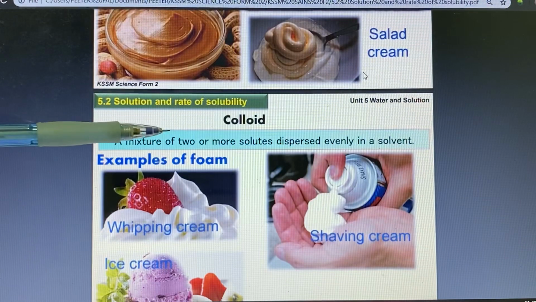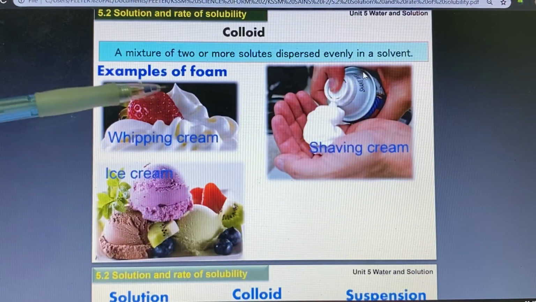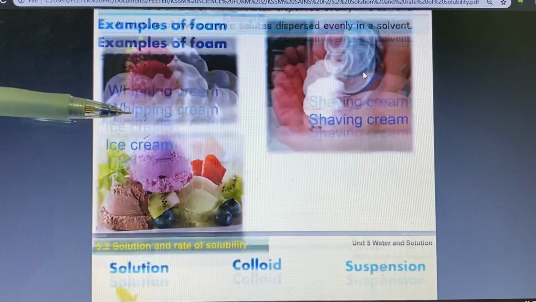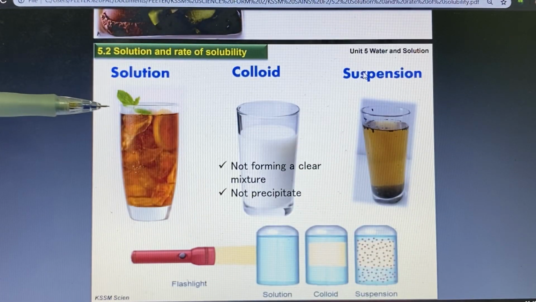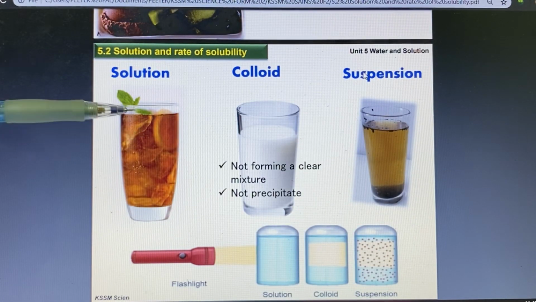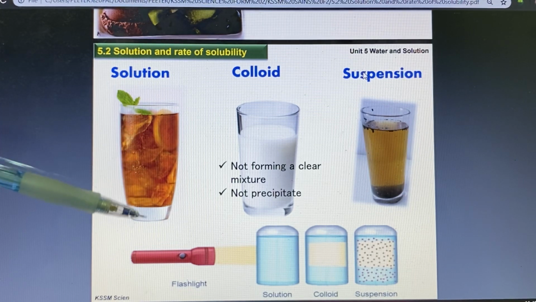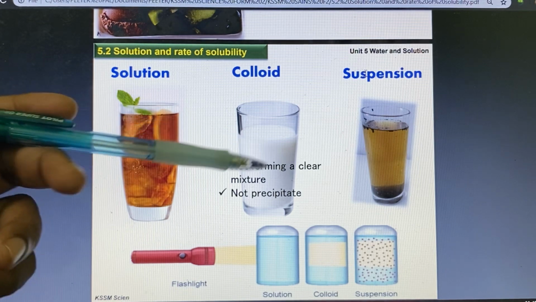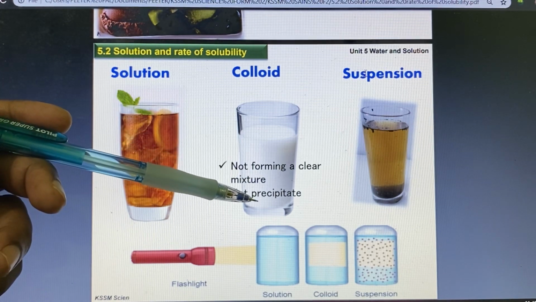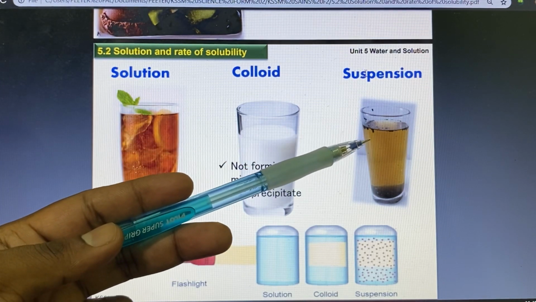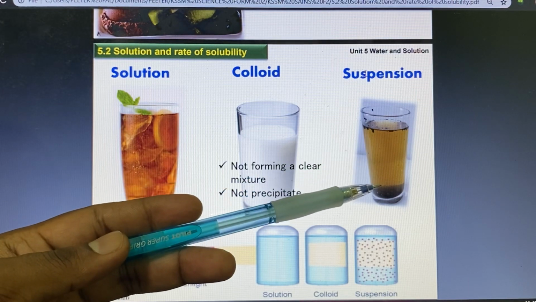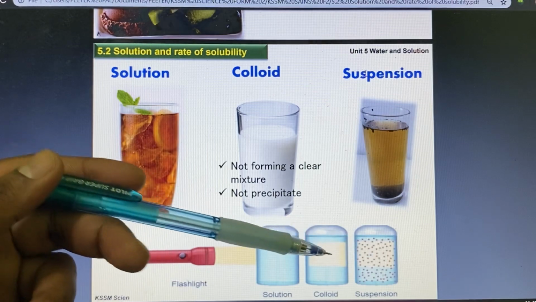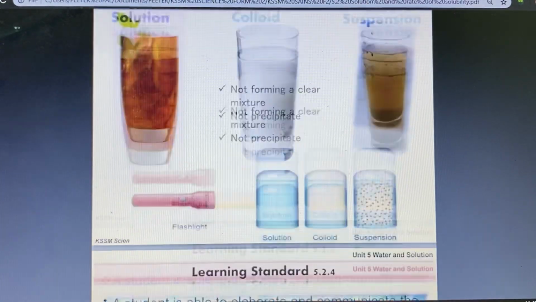So finally, we see colloid examples like whipping cream, ice cream, and shaving cream. These are examples. And finally, we have three types of mixtures. A basic solution is even and transparent. A colloid does not form a clear mixture, but there's no precipitate. A suspension, when left out for a couple of minutes, you can see the precipitates at the bottom. Suspension, colloid, and solution.